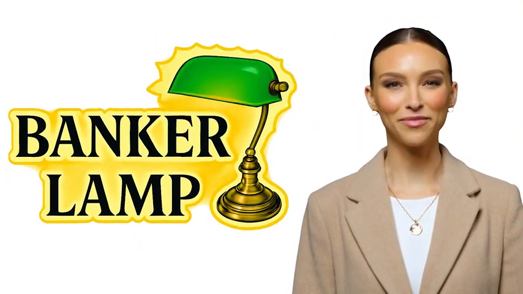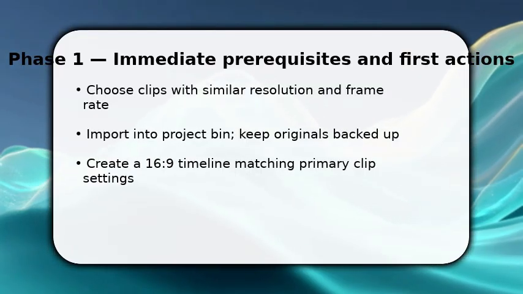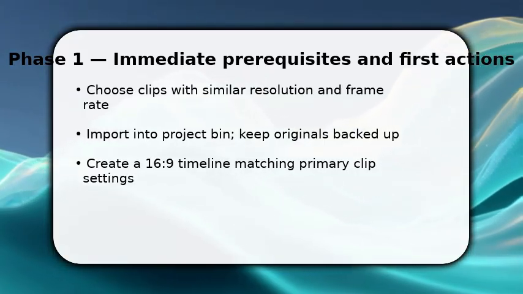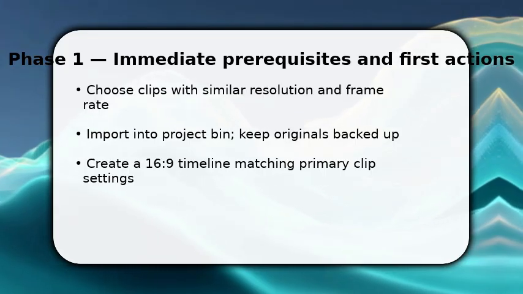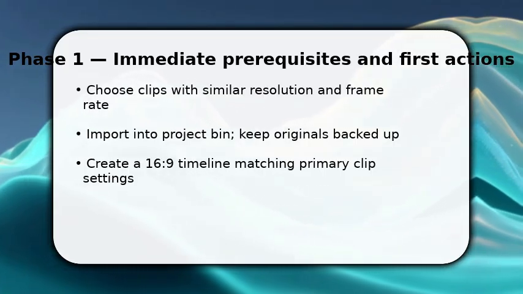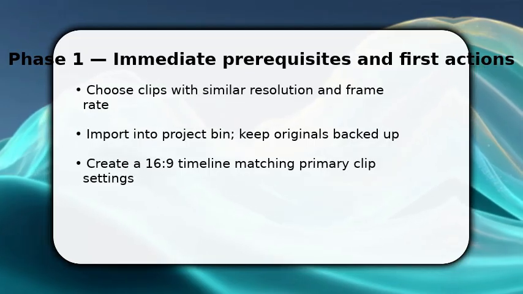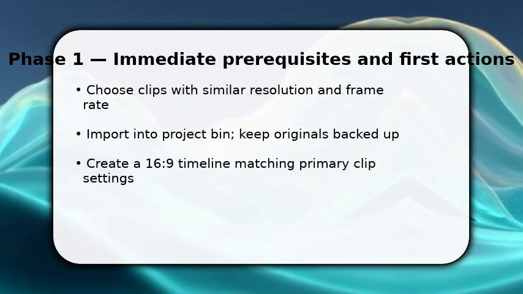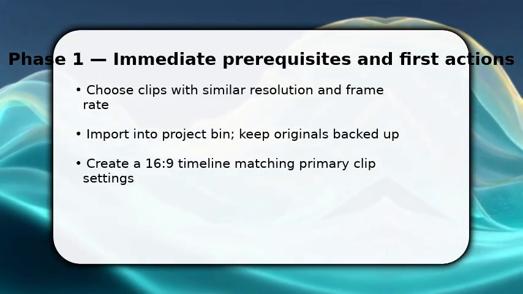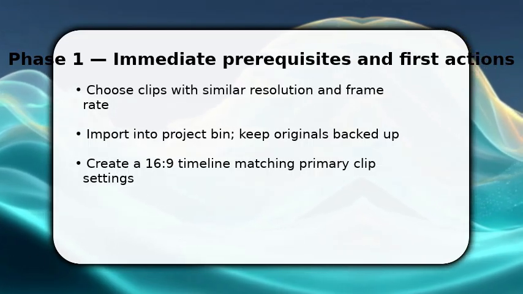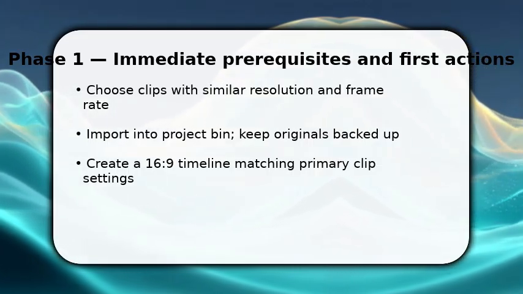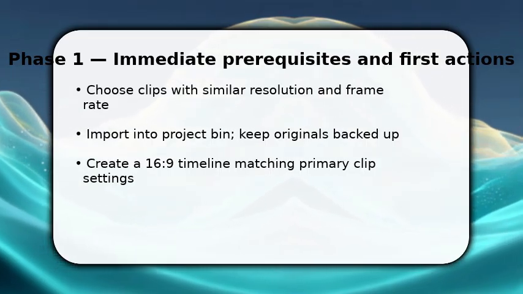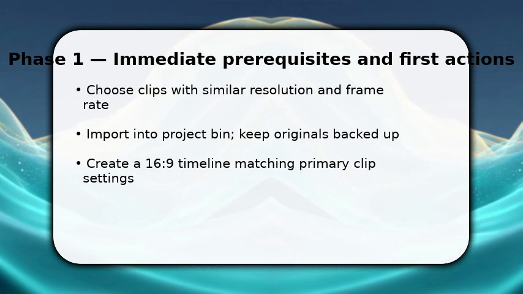Please enjoy the video. You begin by preparing your media and workspace. Import both clips into the project bin, then create a 16:9 timeline that matches the main clip's resolution and frame rate. This ensures cleaner scaling. Once done, drag both clips onto separate video tracks so they overlap in time. Make sure to turn off any auto-rescale settings in Preferences, because manual control prevents unexpected cropping. Now you're ready to position each clip precisely for the split-screen layout.